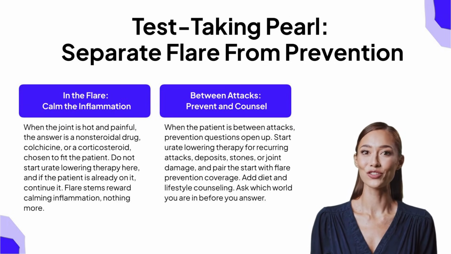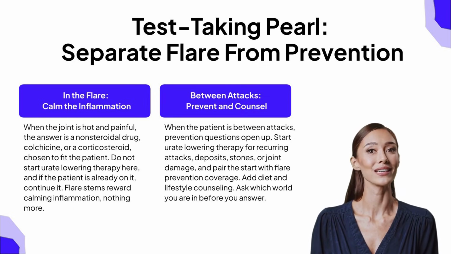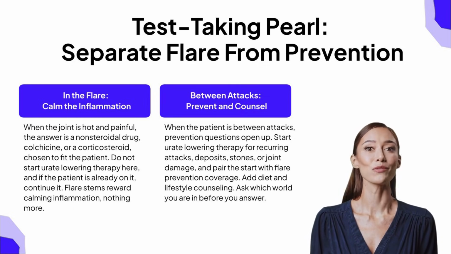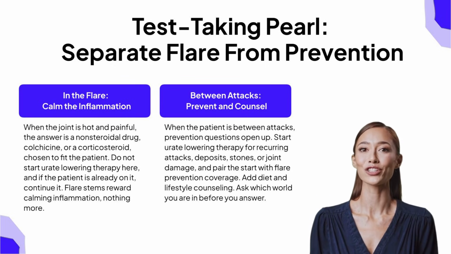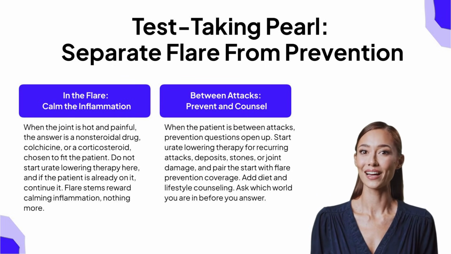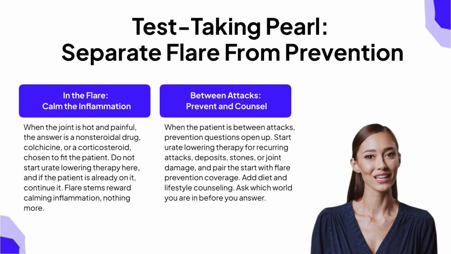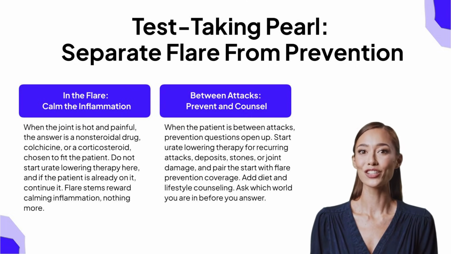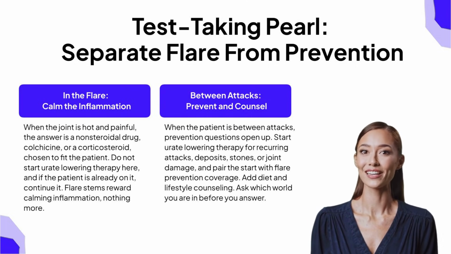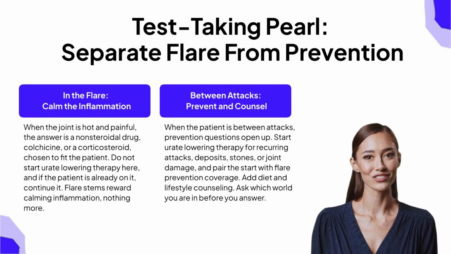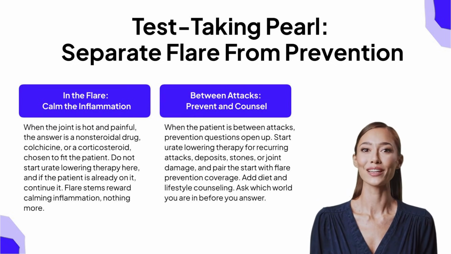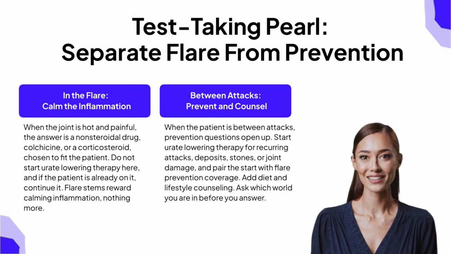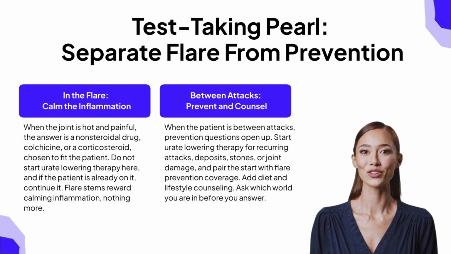Here is the single most useful pearl for crystal arthritis questions, and it ties everything together. Before you pick an answer, decide which world the question lives in. Are you in the acute flare, or are you between attacks? In the flare, when the joint is hot and painful, the answer is simply to calm the inflammation with a non-steroidal drug, colchicine, or a corticosteroid, chosen to fit the patient. You do not start urate-lowering therapy during a flare, and if the patient is already taking it, you continue it, rather than stop it.